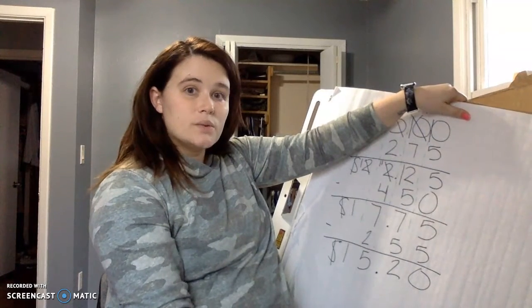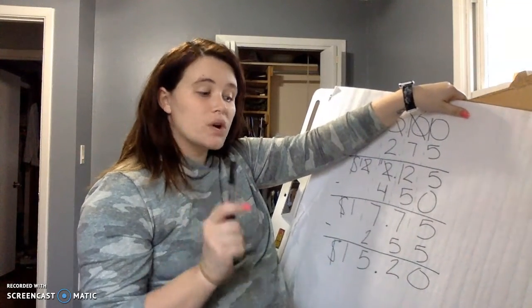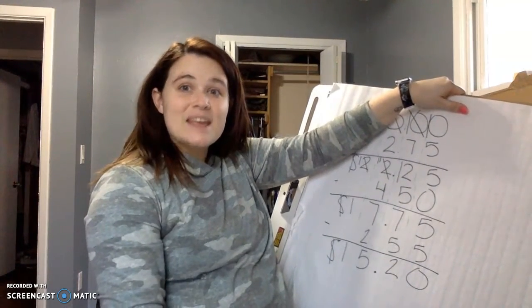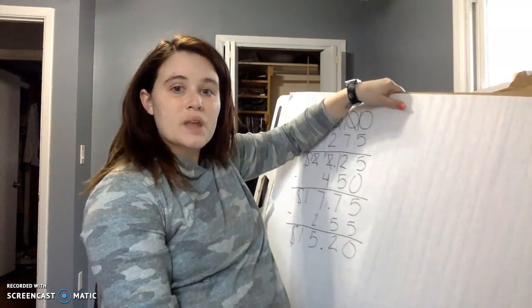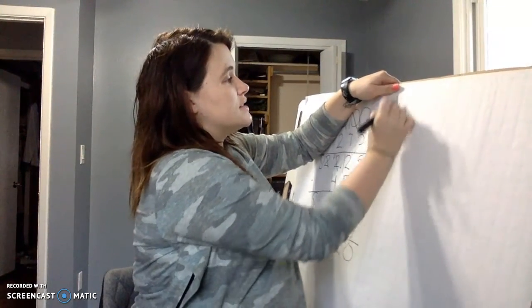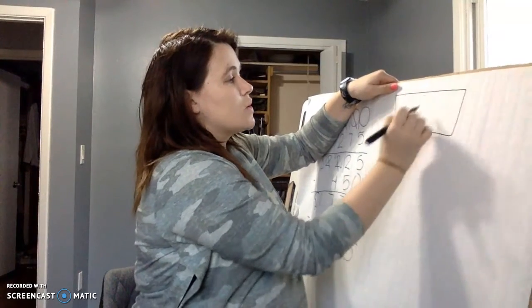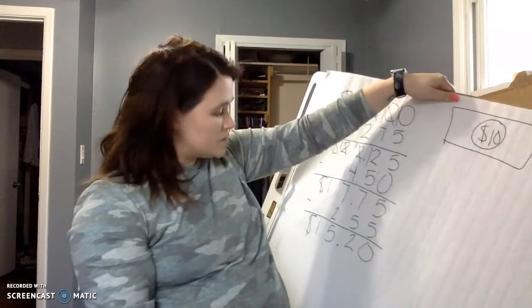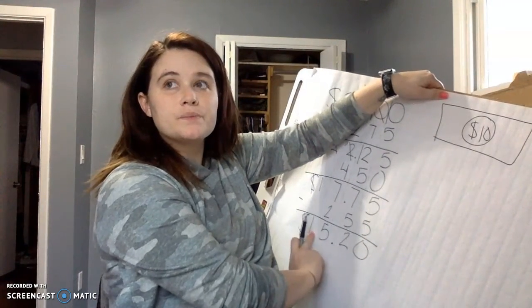You know what we're going to do? We're going to stop and we're going to draw this in money. So what's the first dollar bill I could use for $15.20? Okay, I heard a 10. Nice. Okay, so we have a $10 bill. What else do we need? That only gives me $10. What do I need to finish out my 15?